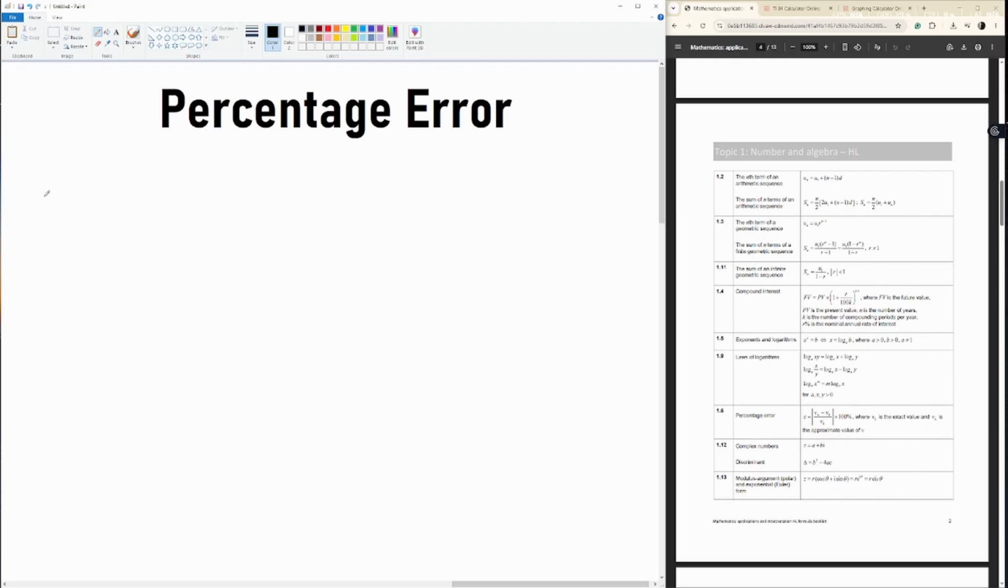And the last thing that we're going to look at today is the percentage error. Don't worry, this is also given in your formula booklet right here, and it essentially says that the percentage error is equal to the approximated value minus the exact value, divided by the exact value, times 100.